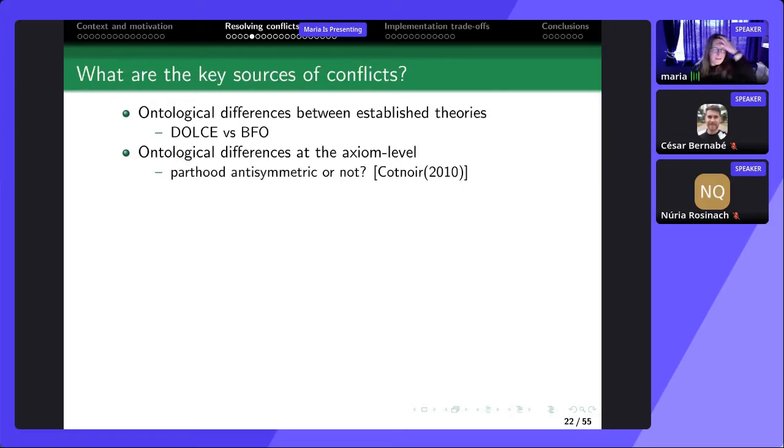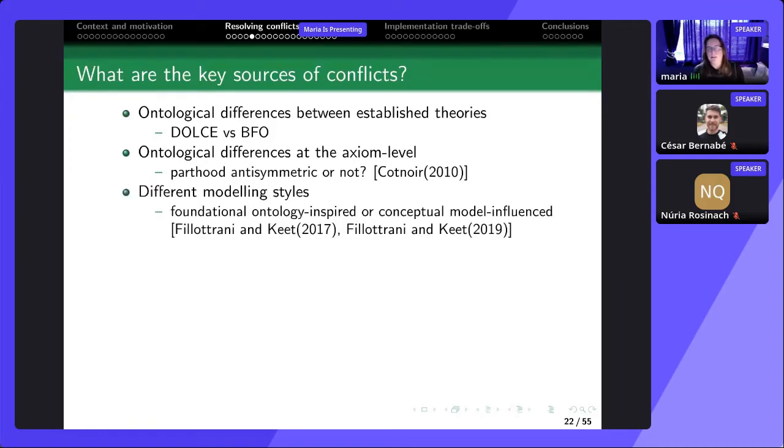So you may wonder then, what are those key sources of conflicts? Where do they actually come from? When you have a conflict, you look at the typical sources. One is ontological differences between established theories, for instance, the BFO foundational ontology versus DOLCE. There are several others around as well. You have some agreement, but also certain disagreements, both in the content and the underlying philosophical ideas. They may also be on one specific axiom in a theory rather than a whole theory. So they are ontological differences at the axiom level.